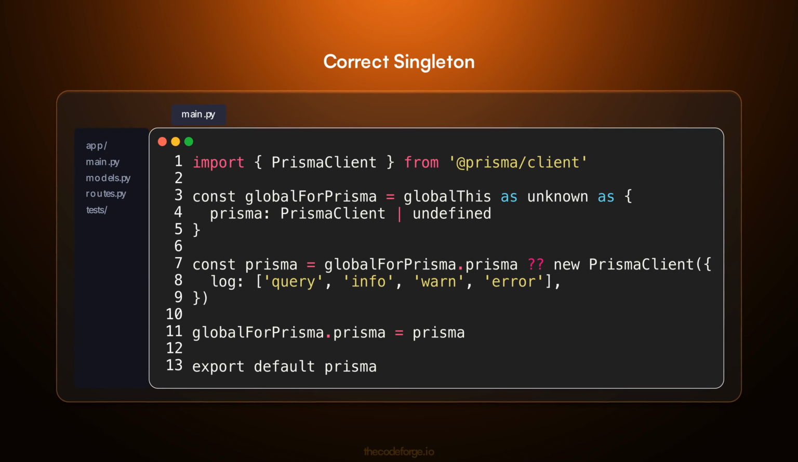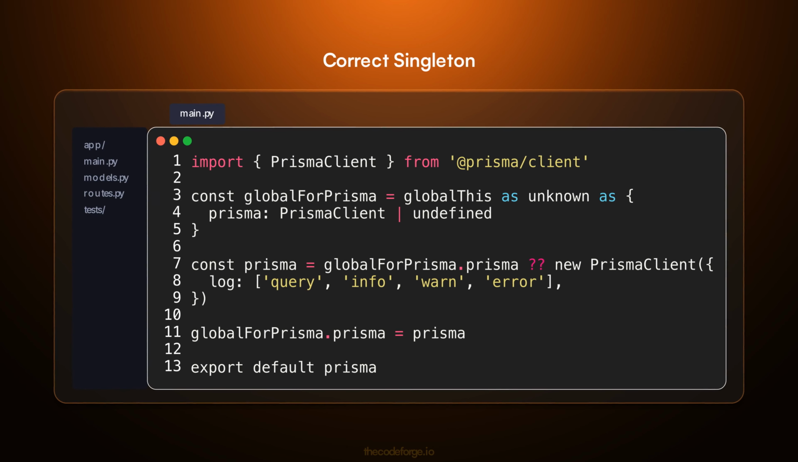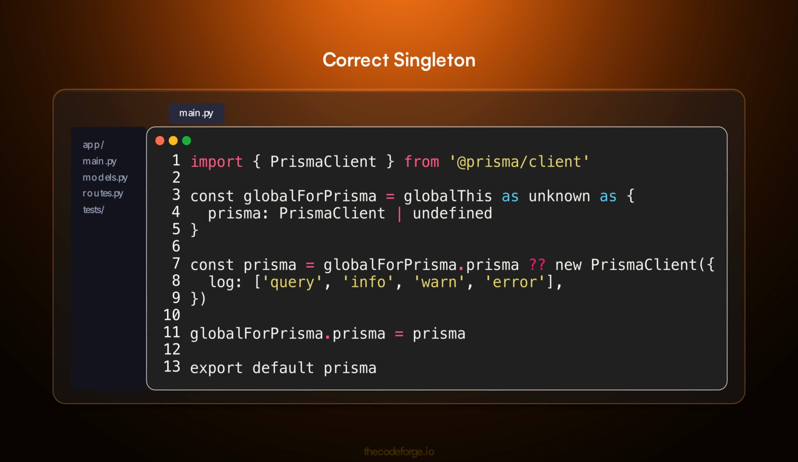Here's the correct Singleton pattern. We use globalThis to store the instance, and we coerce TypeScript with a type assertion. This ensures one Prisma client per process, surviving hot reloads.